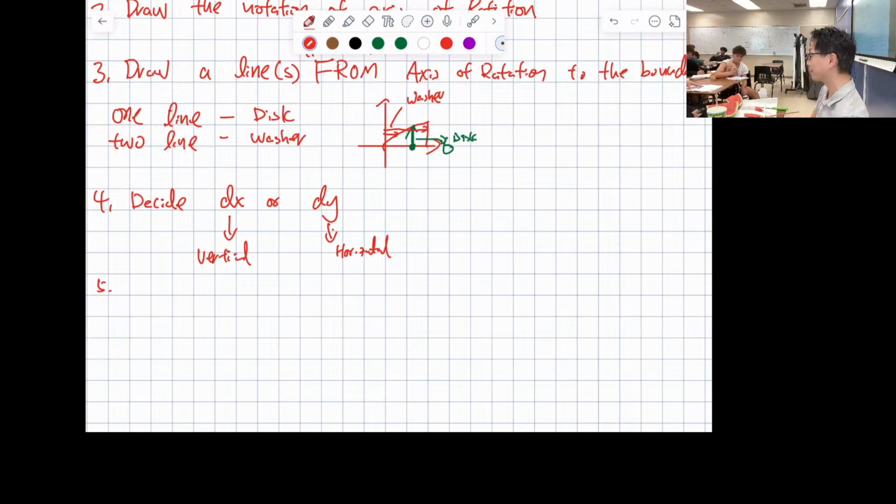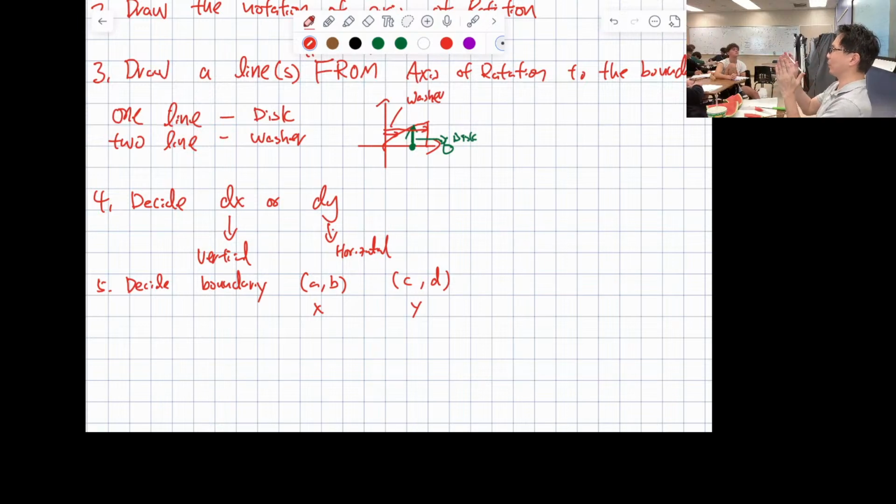Fifth, decide a boundary. Now the boundary could be A to B, right? If it's in terms of x, right? If C to D, it's going to be in terms of y. Does that make sense? Because sometimes you can calculate area from 0 to 4, sometimes 0 to 2. If it's y, then 0 to 2. If it's x, 0 to 4. Depends on that square root part. So you have to understand that the boundary can change, depends on the situation. Depends on your dx. Dx is going to look at x bound. Y is going to be y bound.